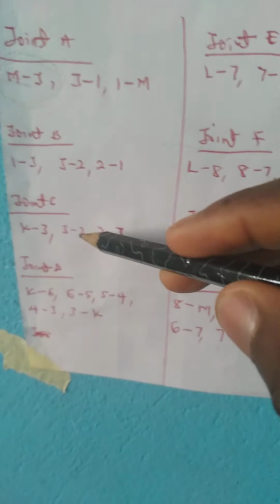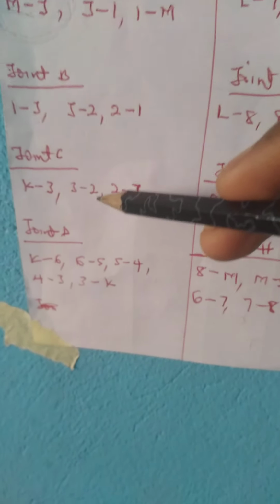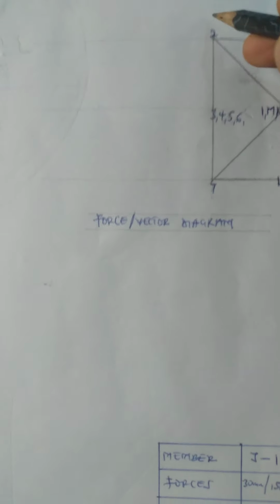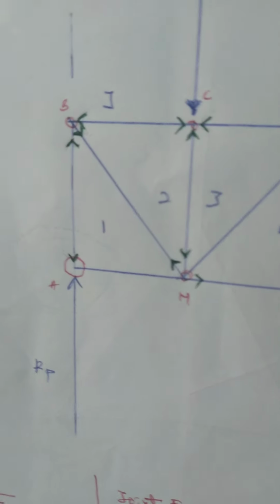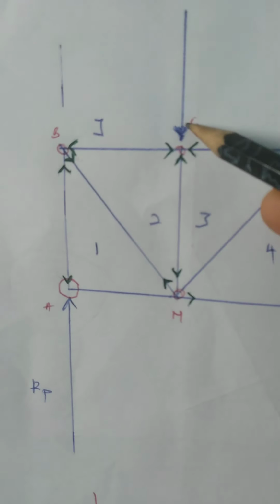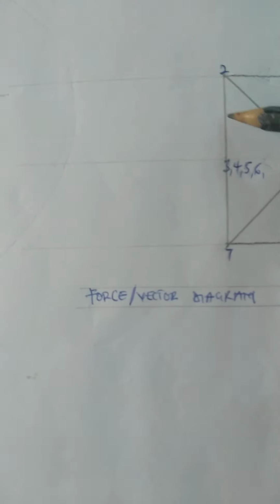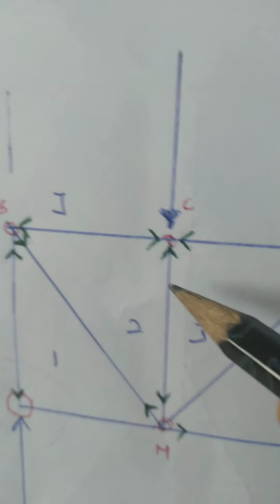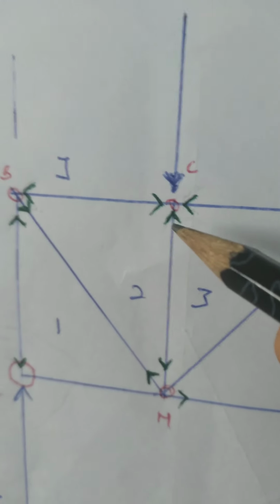Now we have another member, 3, 2 at joint C. We know 3, we know 2. So 3, 2, we move from down to top. And we come back to the space diagram. This is 3 and 2. At joint C, 3, 2, we moved up. So at joint C, this is the 3, 2 member, and we have to move up. So the arrow indication at joint C on member 3, 2 would have to be up.